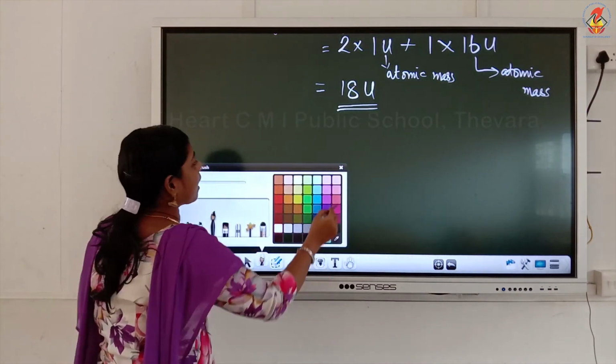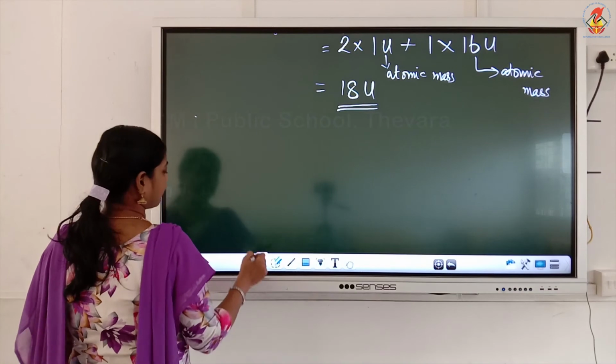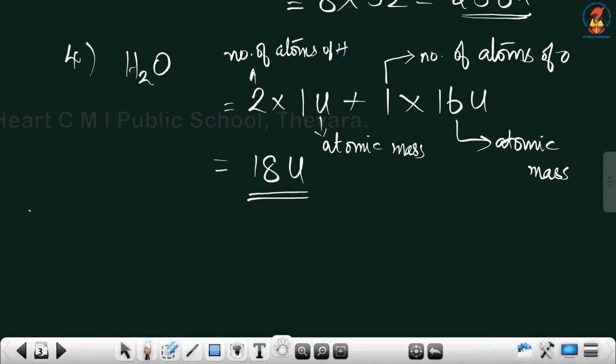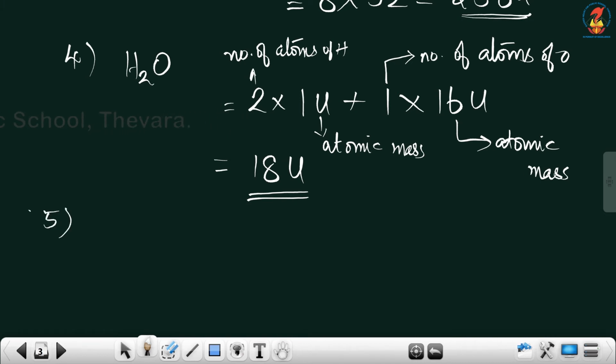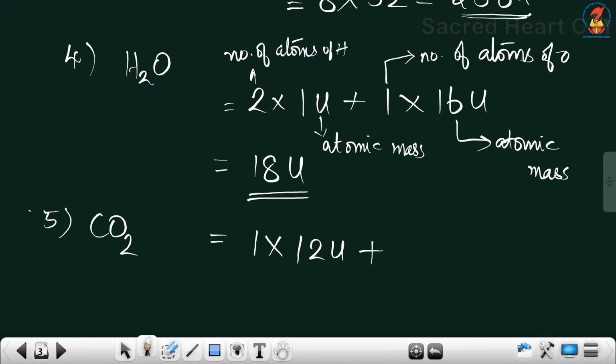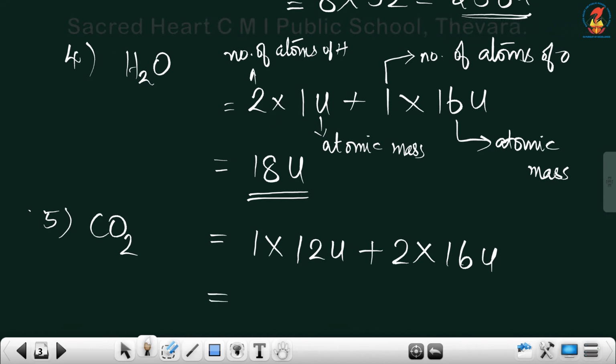We can calculate the molecular mass of carbon dioxide. Fifth one, carbon dioxide. This is the molecular formula, and here also how many carbon atoms are there? Only 1. What is the atomic mass of carbon? It is 12 U. Then plus how many oxygen atoms? 2. 2 into what is the atomic mass of oxygen? Again 16 U. So what will be the answer? Yes, it is 12 plus 32, that is 44 U.